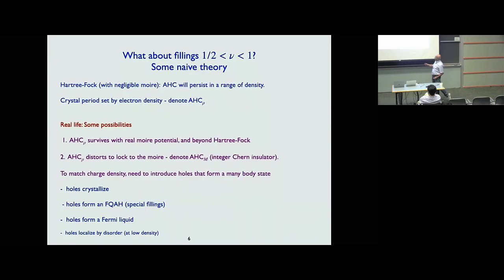But then on top of that, because of the charge density that we put the system at, we need to have some holes, and those holes will form some many-body state. There are many things that the holes can do. They can crystallize, and they can form their own crystal. So you have this AHC M that's locked to the Moiré, and then you have some density of holes that have formed the crystal themselves. Or the holes can form a fractional quantum Hall state at special fillings. Or the holes can just form a Fermi liquid. You can get a metal. And finally, at low density, certainly, the holes can just be localized, Anderson localized because of disorder. So all of these are possible.